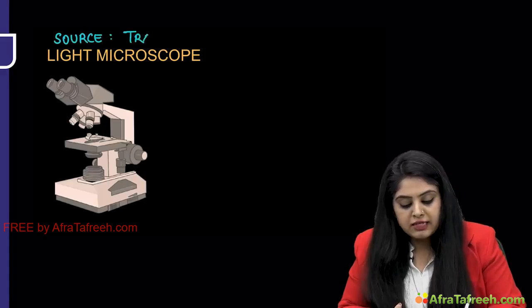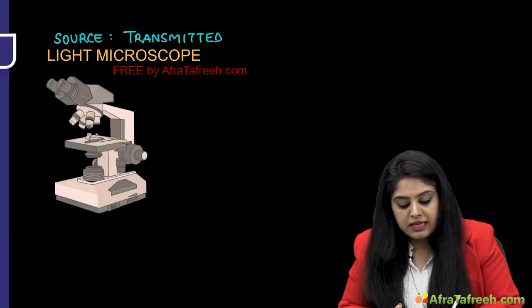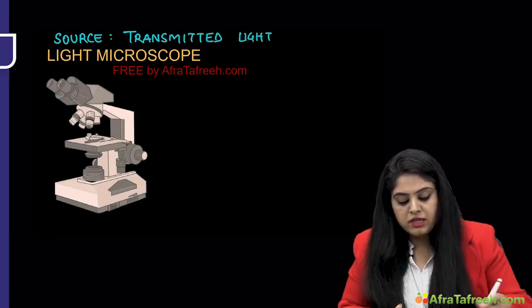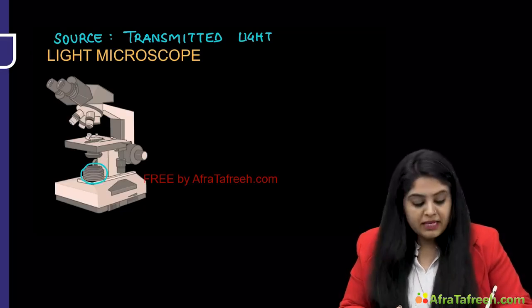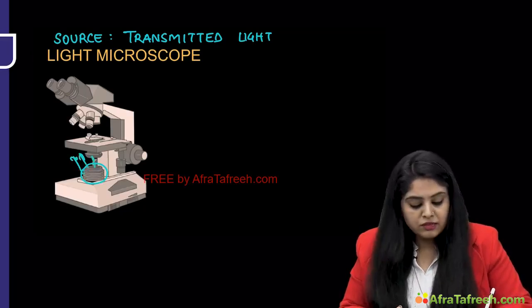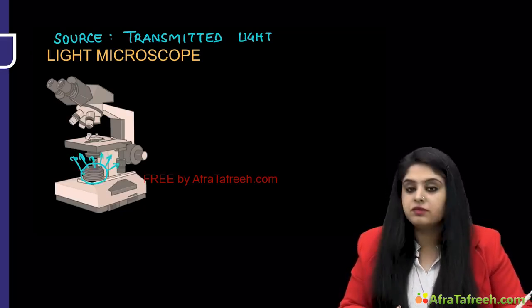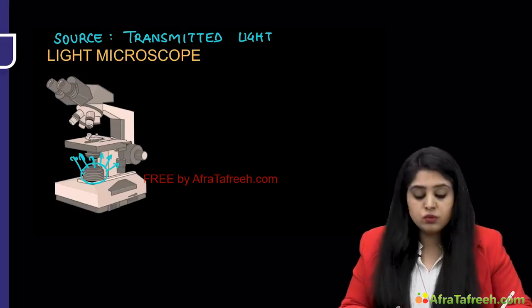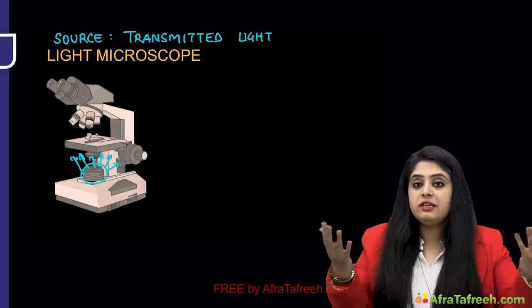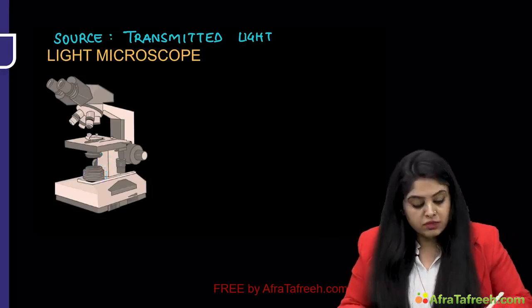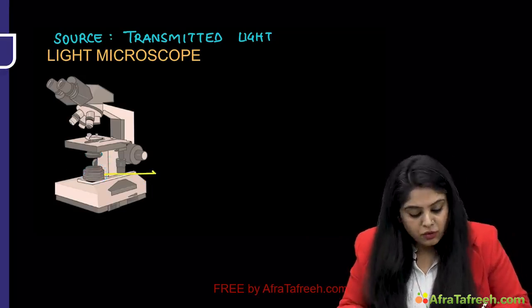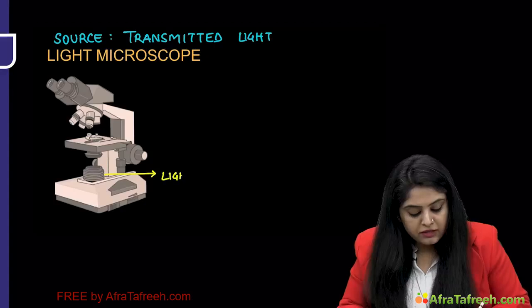What kind of light are you using over here? We use transmitted light. What do I mean by that? For example, can you see there's a tiny little light bulb over here? How is the light going to go? The light is going to go in all the directions, so it's getting transmitted, and that is exactly what you need to know out here. So the first labeling that I'll do for all of you: this is the light source.